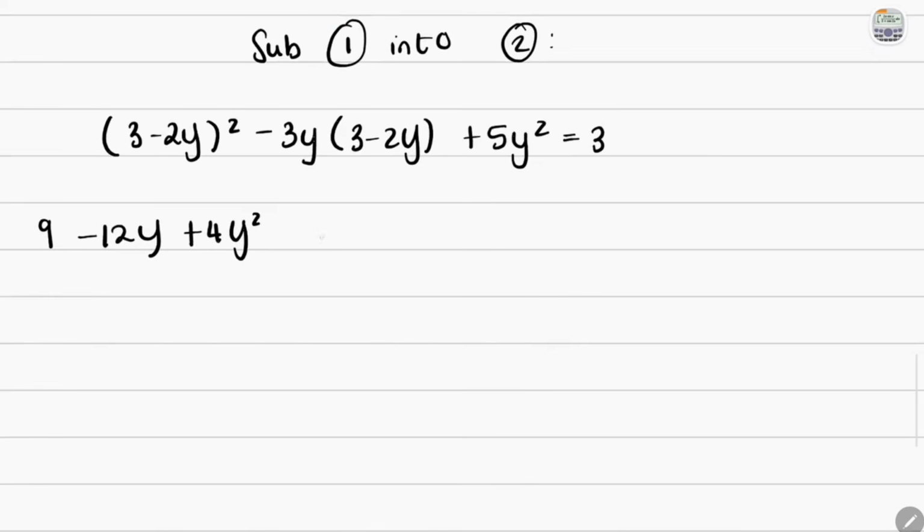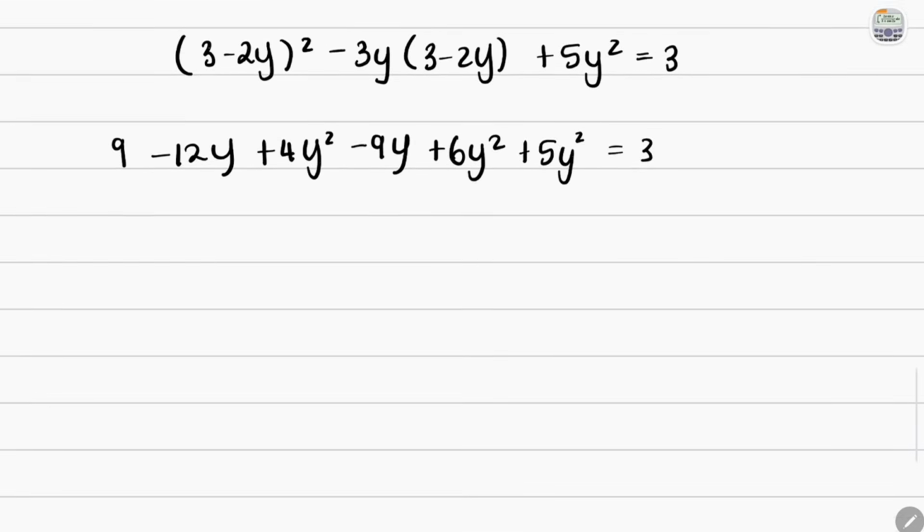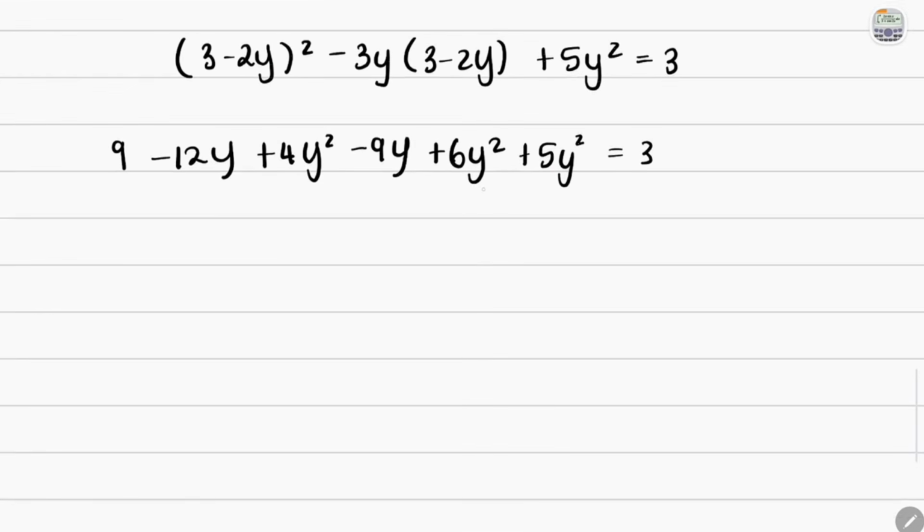And then we distribute here as well. This is negative 9y, and that is positive 6y squared. And we have plus 5y squared is equal to 3. Okay, so now let's join our like terms together. So we've got the 6 and the 4, which give us 10, and then plus 5 is 15. So we have 15y squared. And then we have negative 12y minus 9y, which gives us negative 21y.